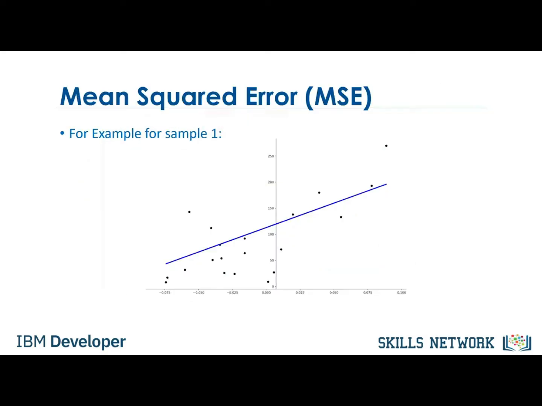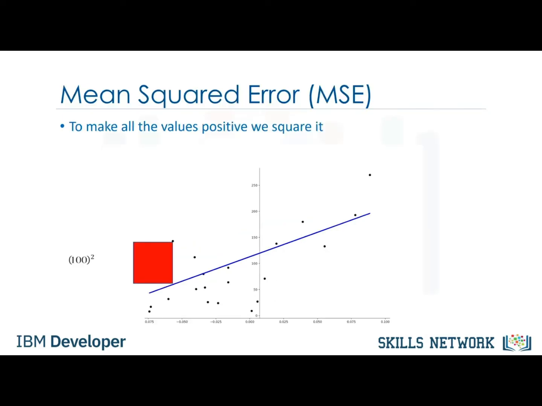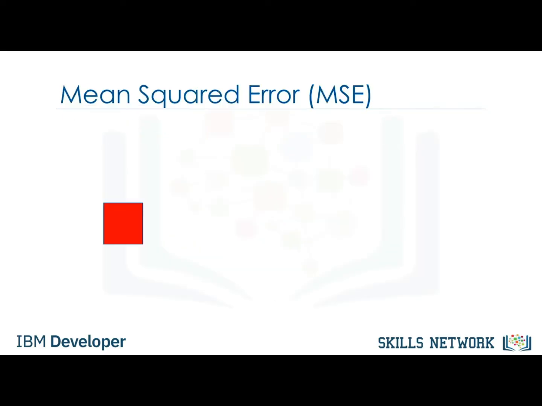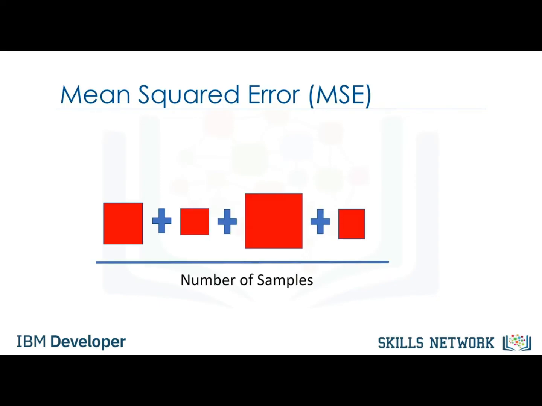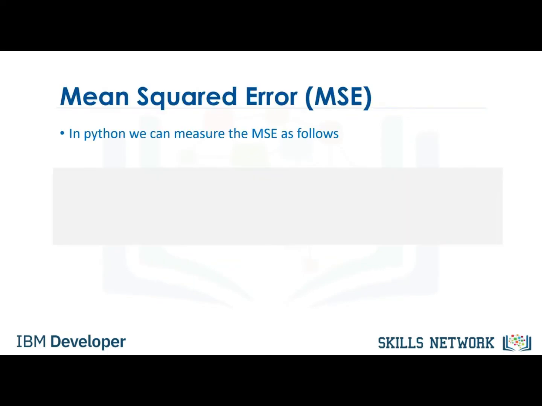R-squared. To measure the MSE, we find the difference between the actual value y and the predicted value y hat, then square it. In this case, the actual value is 150. The predicted value is 50. Subtracting these points, we get 100. We then square the number. We then take the mean or average of all the errors by adding them all together and dividing by the number of samples.